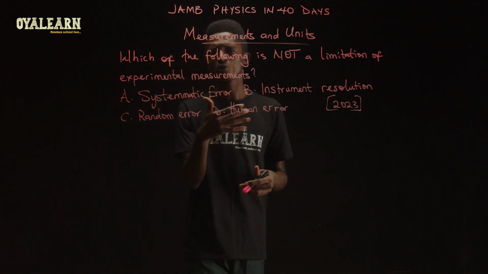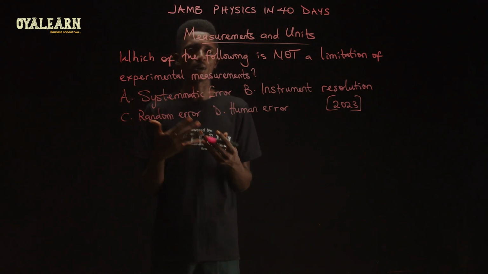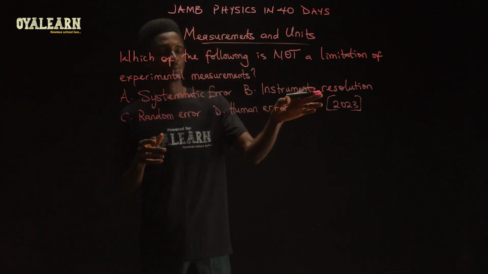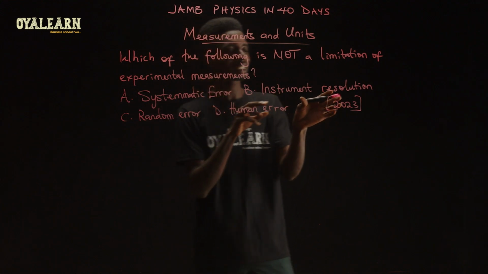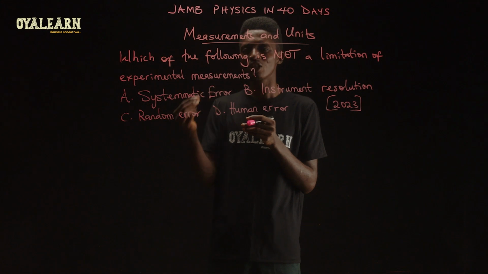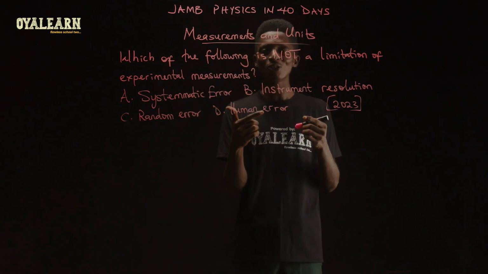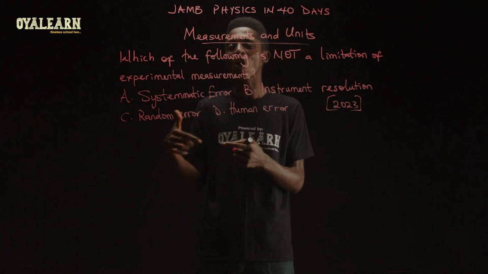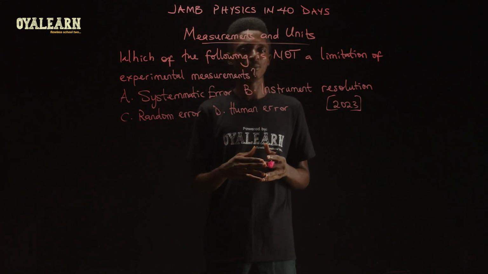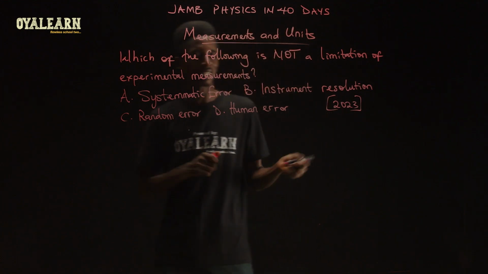And human errors have to do with things like parallax error, like when you misread the measurements you are taking and things like that. So of all these options here, the correct answer is instrument resolution. And this is because instrument resolution really means the smallest changes that a particular instrument can detect. So it is actually telling you how precisely or how accurately a particular machine can measure a certain variable. So it is not an error, but even something of advantage. So the correct answer here is B.